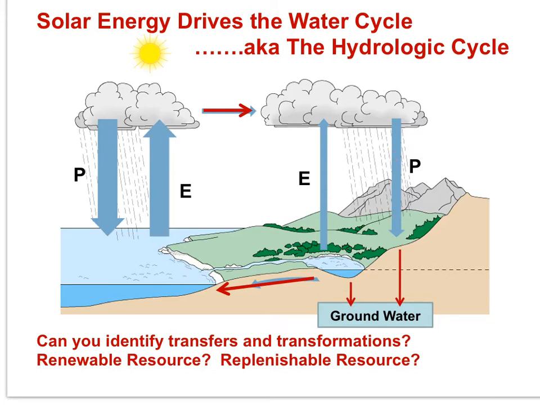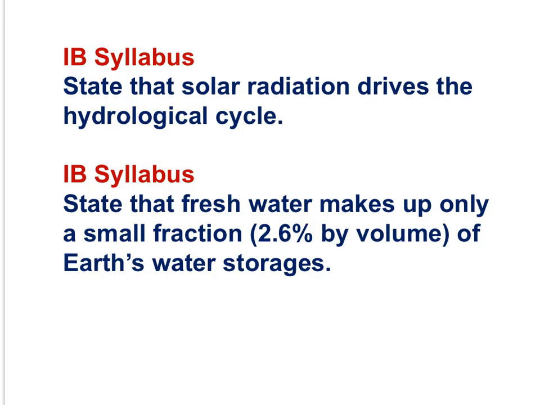Remember that groundwater recharge is slow. Groundwater is renewable, but the inputs are slow, so groundwater must be managed carefully. Surface water, seen here, is a renewable resource. Here are two specific IB syllabus statements related to the water cycle. State that solar radiation drives the hydrological cycle. State that fresh water makes up only a small fraction of the Earth's water storages.